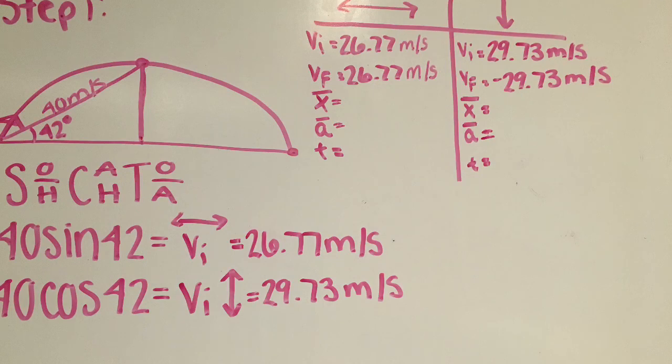Now that we know our initial velocities for our horizontal and vertical components, we can put them into the chart. Because our vertical initial velocity is 29.73 meters per second, we also know that our final vertical velocity is negative 29.73 meters per second. Because our horizontal initial velocity is 26.77 meters per second, the final velocity is the same.